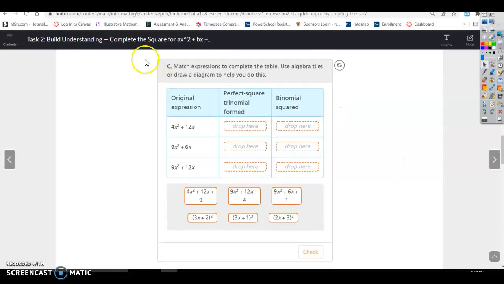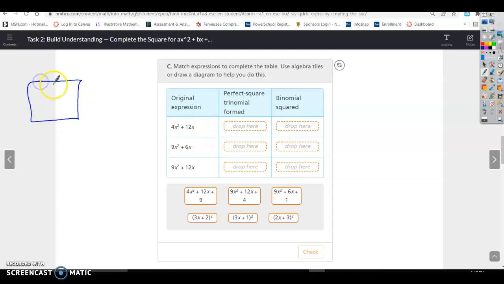Alright, match expressions to complete the table. Use algebra tiles to draw a diagram to help you do this. So the original expression, we want a perfect square trinomial formed, and then we want to rewrite it as a binomial squared. Alright, so 4x squared plus 12x.